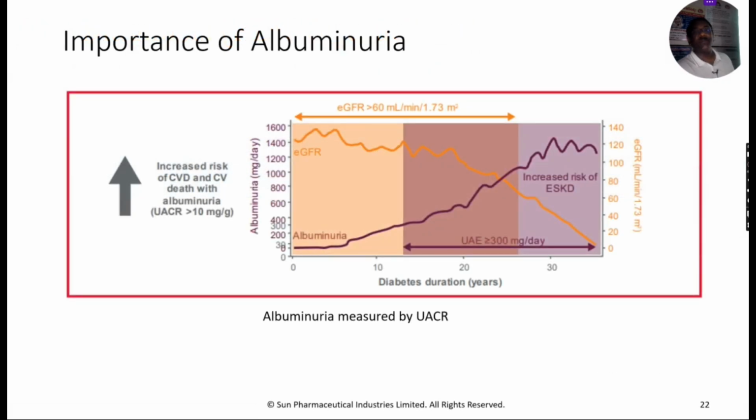See the importance of albuminuria here. Increased risk of CVD and CV death with albuminuria. See the GFR more than 60. Here is the diabetes duration: 0, 10 years, 20 years, 30 years. So once the GFR is coming down, the albuminuria will go up. And the third one is the increased risk of ESKD, that is end stage kidney disease.